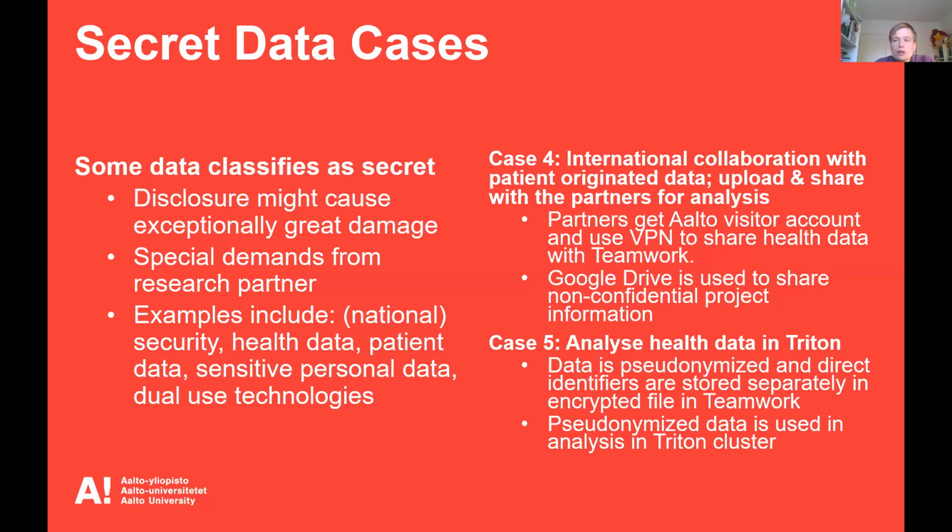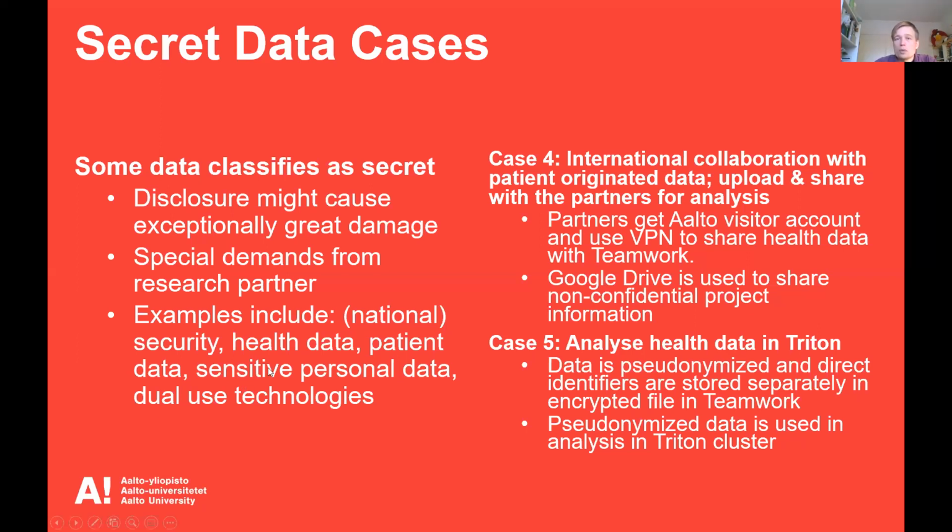And then another case would be when you have some health-originated data that you would like to do computational science analysis on, this kind of big data. So you can use Triton for secret data, but you should pseudonymize the data that you use for the analysis part. The data is pseudonymized without direct identifiers, and then the direct identifiers of the research subjects, the people whose health data is in question, are stored separately in Teamwork, and the data file is encrypted with a password. So even if it leaks to someone else for some reason, they will still need the encryption password to get these identifiers.